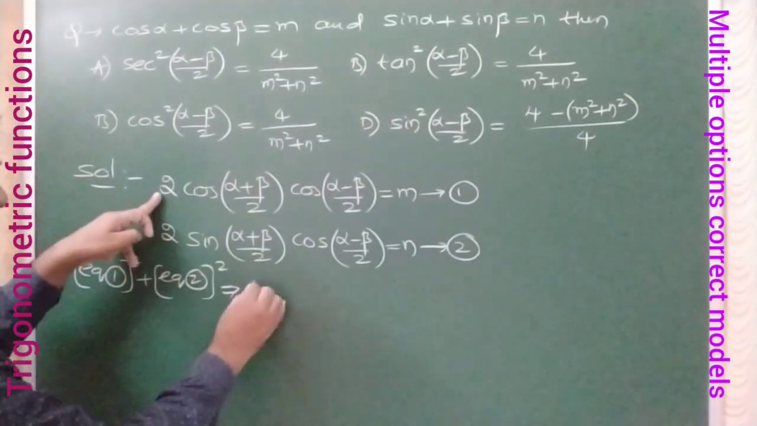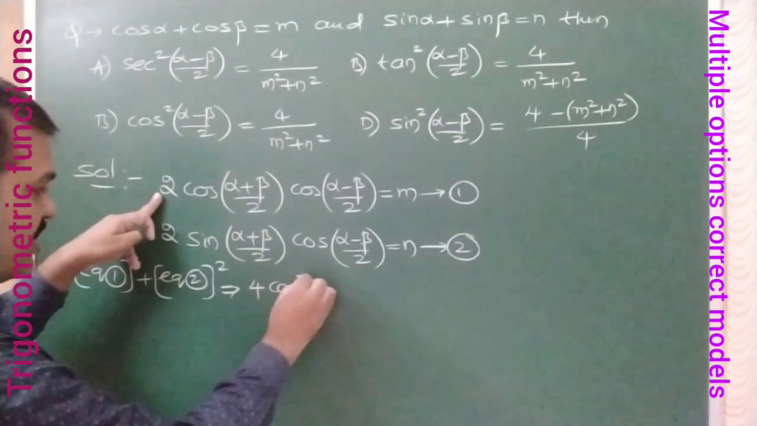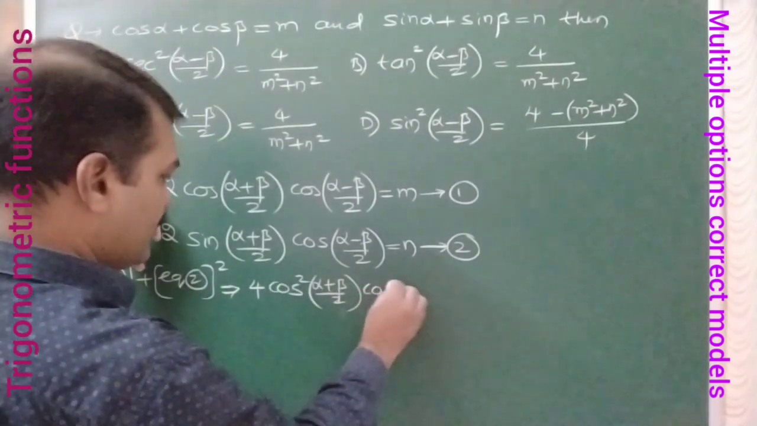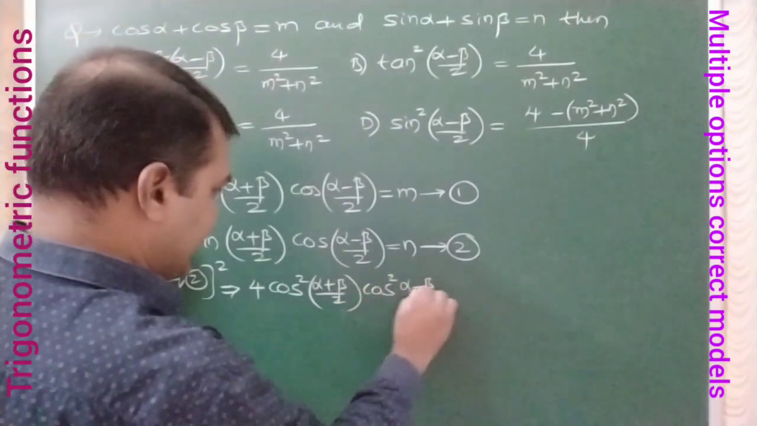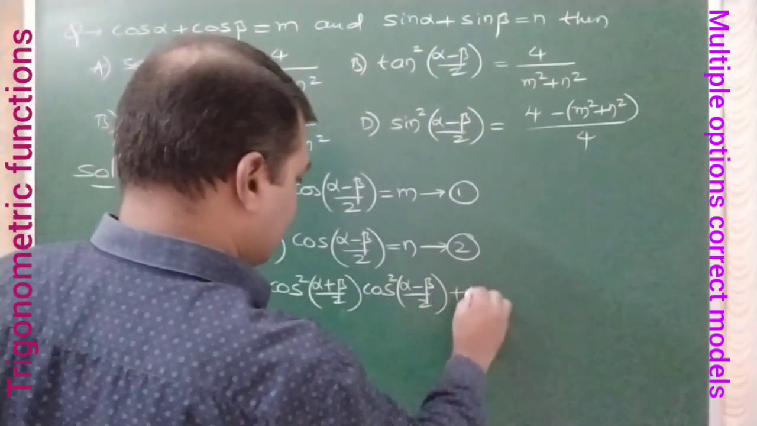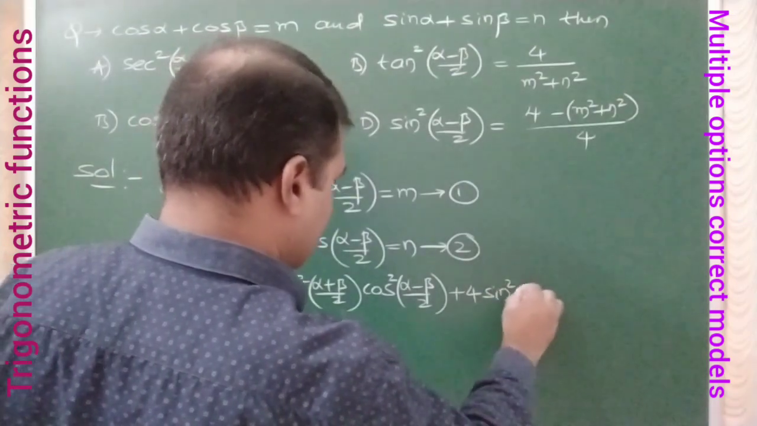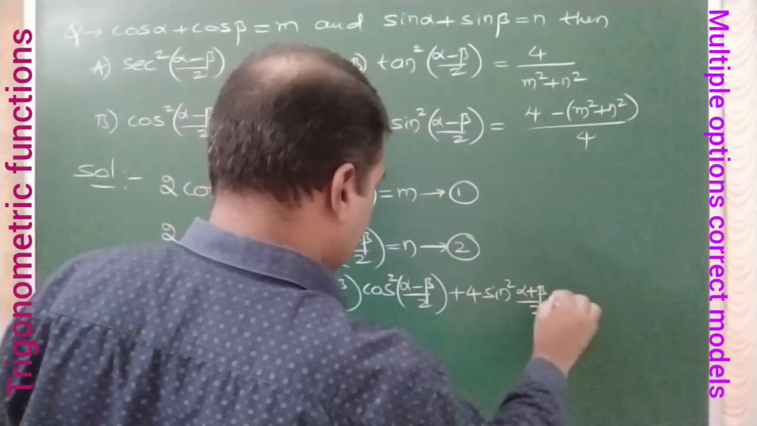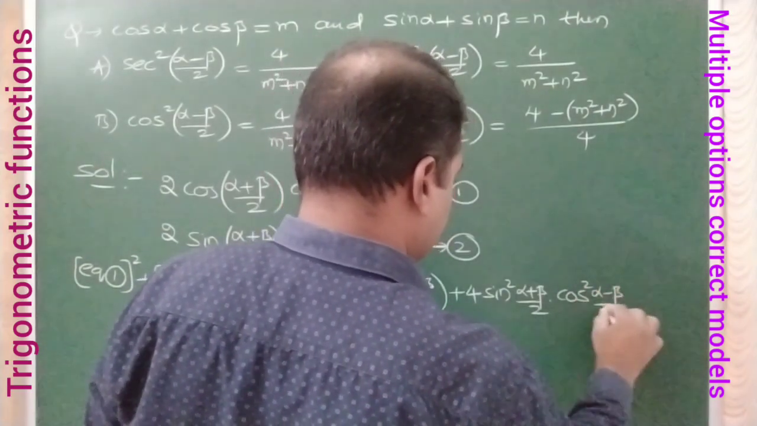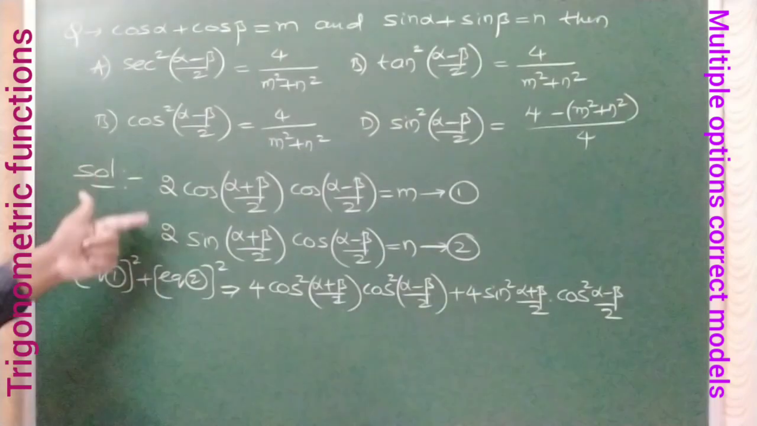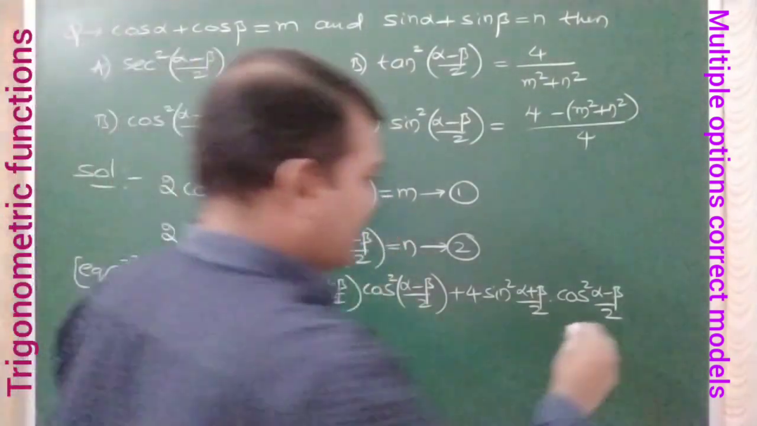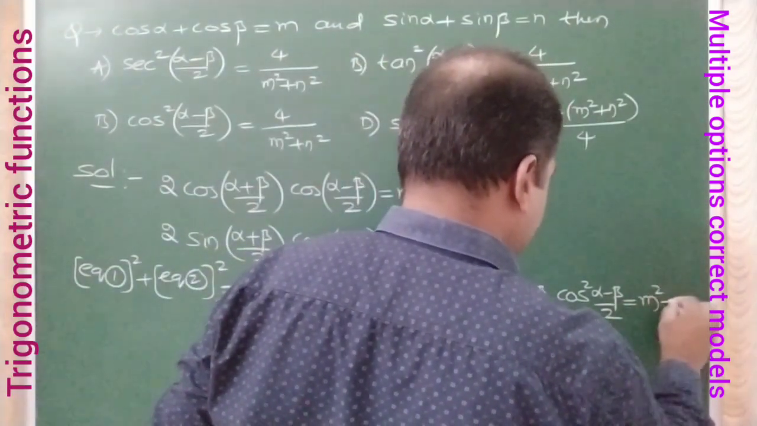So the square of the first equation is 4 cos square (alpha plus beta)/2 cos square (alpha minus beta)/2, plus the square of the second equation, 4 sin square (alpha plus beta)/2 cos square (alpha minus beta)/2. So that is the LHS over the squares of the first and second equations. On the RHS, squaring and adding, we will get m square plus n square.